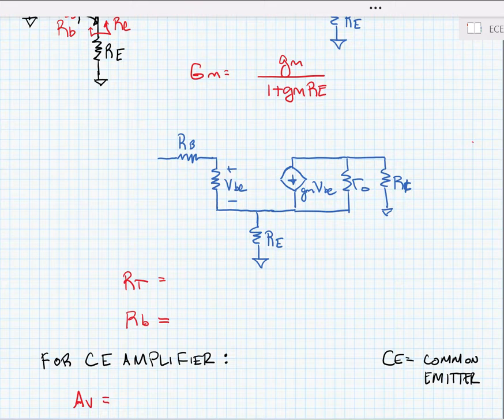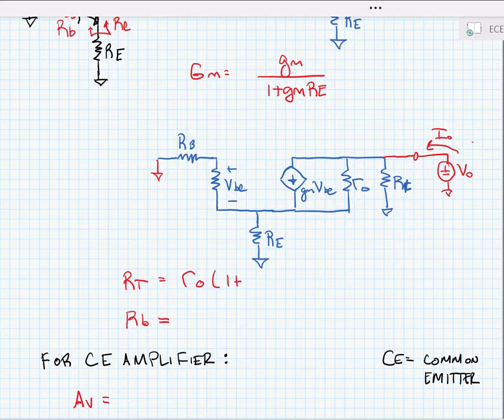Similarly, if we want to find RT, we need to go to the output node. We know that our output node was at the collector. We put a test voltage source, and we measure the current that flows from that test voltage source when the input is short-circuited. And if we did this, we would find that RT is approximately equal to little RO times 1 plus GM times RE.